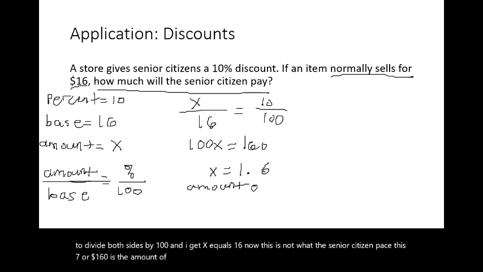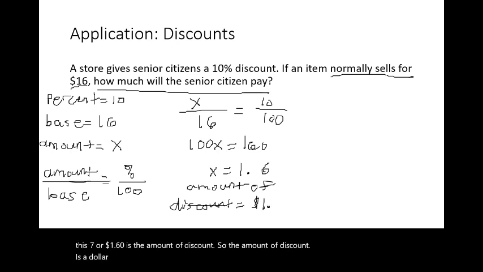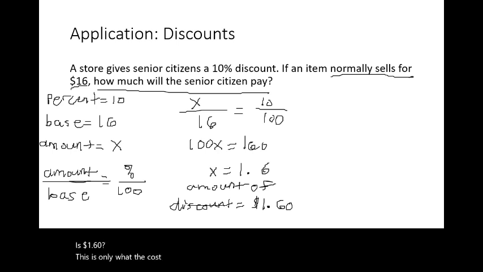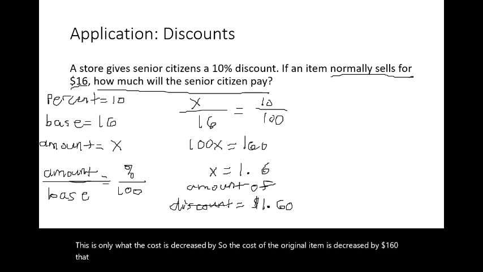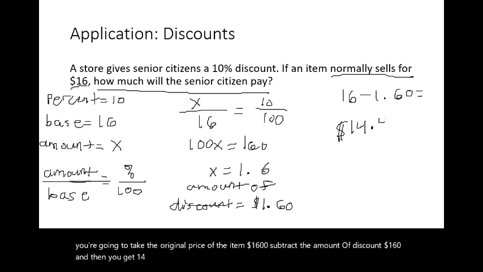So the amount of discount is $1.60. This is only what the cost is decreased by. So the cost of the original item is decreased by $1.60. That is not what the senior citizen pays. To find out how much the senior citizen actually pays, you're going to take the original price of the item, $16, subtract the amount of discount, $1.60, and then you get 14.4, so $14.40 is actually what the senior citizen pays. So just be very careful of these types of problems.